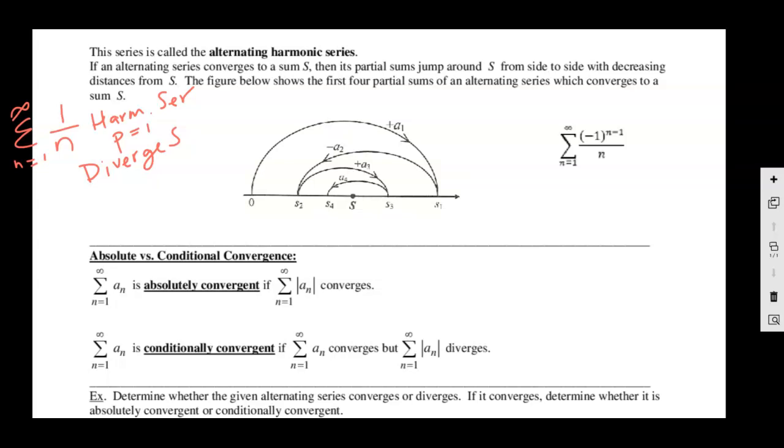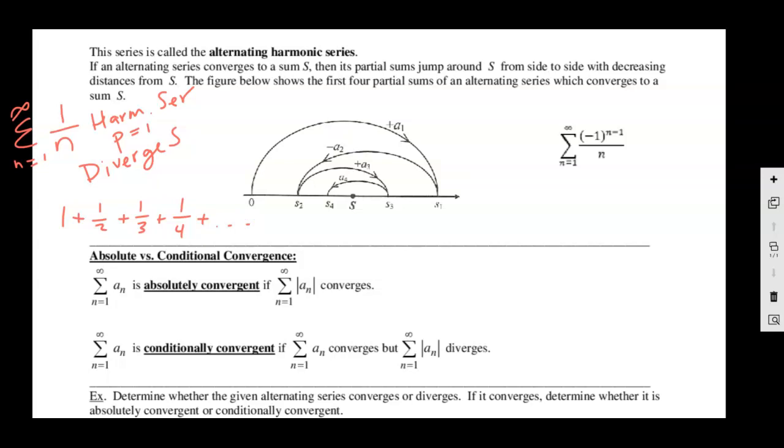You don't have to do any of the other two tests. That's just an accepted fact that you should know. But let's look at this other one that's called the alternating harmonic series. So the terms for the harmonic series are like 1 plus 1/2 plus 1/3 plus 1/4 plus dot, dot, dot. The n just keeps getting bigger. That's what my harmonic series is.